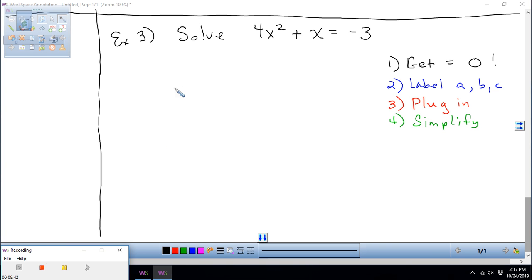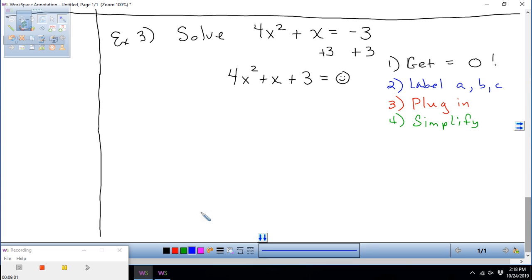Alright, welcome back to example number 3. We're going to solve 4x squared plus x equals negative 3. And remember, the first thing we have to do is always make sure that it's equal to 0. So my very first step is making this equal to 0. So I'm going to add 3 to both sides. So I end up with 4x squared plus x plus 3 is now equal to 0. So we are good to go at this point. A little smiley face there, because that's what we wanted.